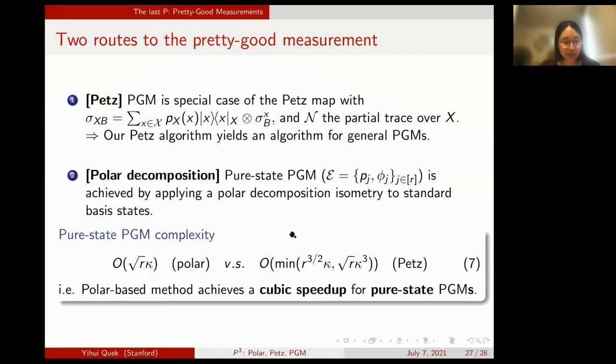In the special case when we want to implement pretty good measurements on a pure state ensemble, it turns out that the complexity of the polar decomposition-based algorithm scales as the square root of the number of states times kappa of, I think, sigma xb. And this is a cubic speed up over the complexity of the Petz-based algorithm for this problem.